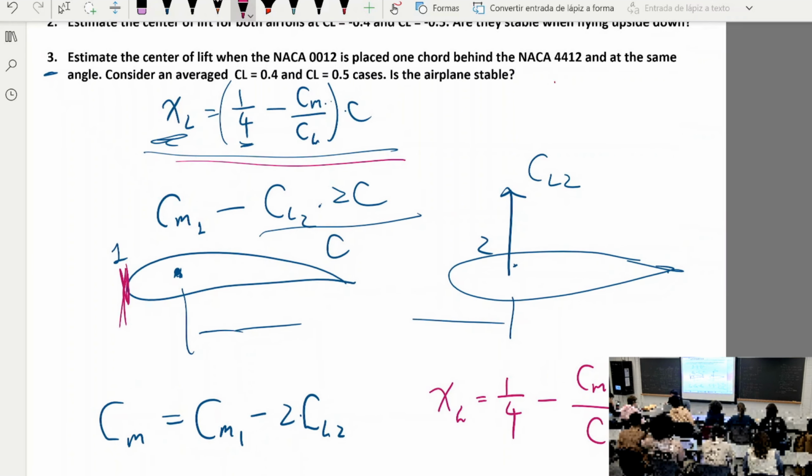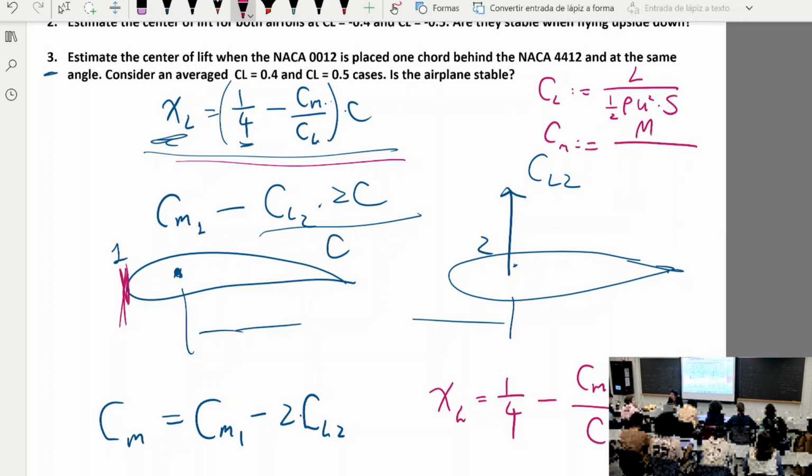Yeah, good question. Because CL is defined as the lift divided by half rho U squared and usually the planform area. Cm is defined as the moment around the quarter chord divided by the same half rho U squared, the same reference area, and again the chord. That's the only way to make the moment also non-dimensional, right? Because the moment has different units from force.